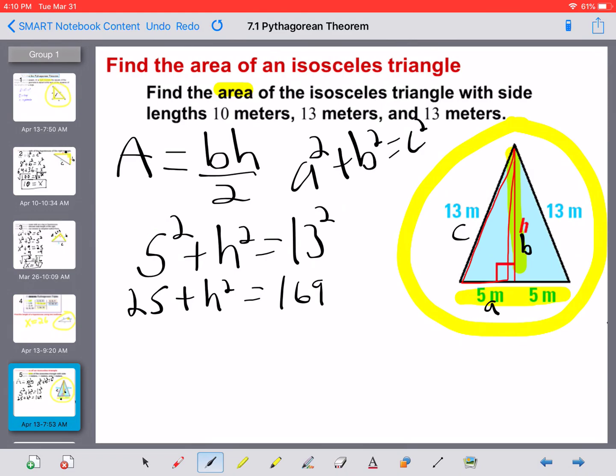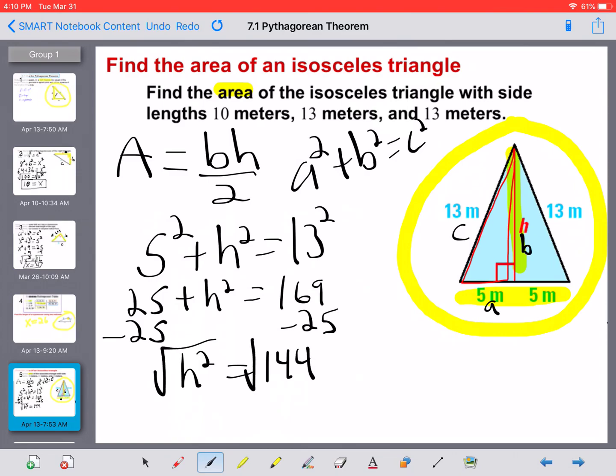As I continue to solve, I'm going to start by subtracting 25 from both sides. That leaves me h squared equals 144. Now when I take the square root of both sides, because I want to get rid of this squared sign, that leaves me with h, and the square root of 144 is 12. Now, are we done at this point? We are not. We need to find the area. That's what it's asking for.